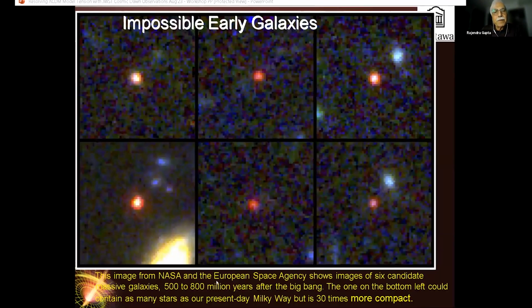Now, some of the problems we can see are in this slide, which is essentially the image which NASA and the European Space Agency have produced, showing the images of 6 candidates of massive galaxies, which existed only about 500 million years after the Big Bang. And this one at the bottom left could contain as many stars as our present-day Milky Way galaxy, and it's 30 times more compact. How can it be?